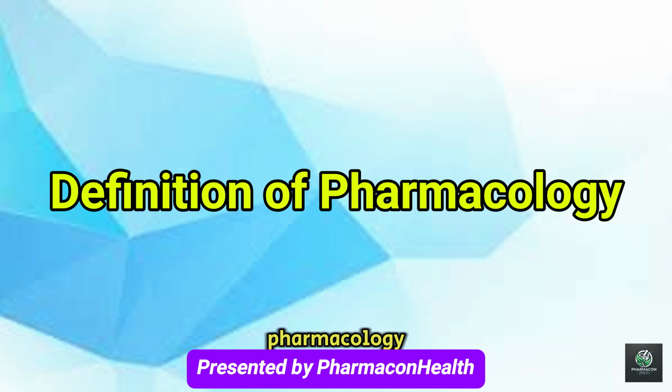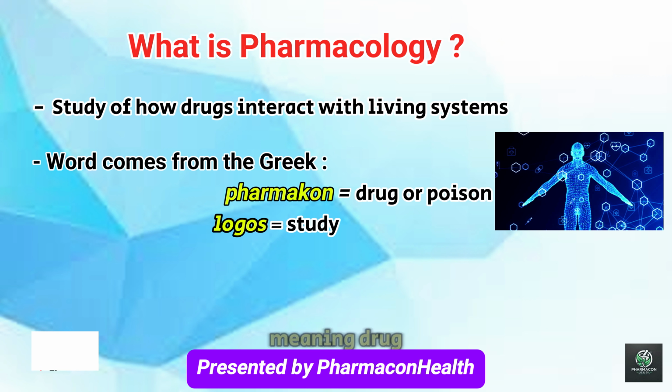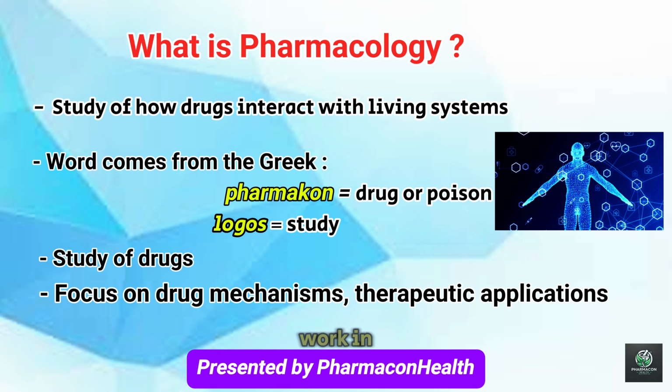Definition of pharmacology. Pharmacology is the study of how drugs interact with living systems. The word comes from the Greek pharmakon, meaning drug or poison, and logos, meaning study. So pharmacology means the study of drugs, but it is more than just learning about substances. It explains how drugs work in the body, from molecules to whole organs.